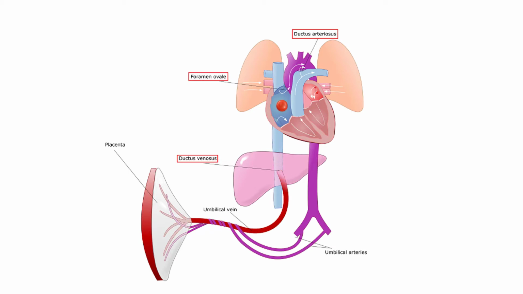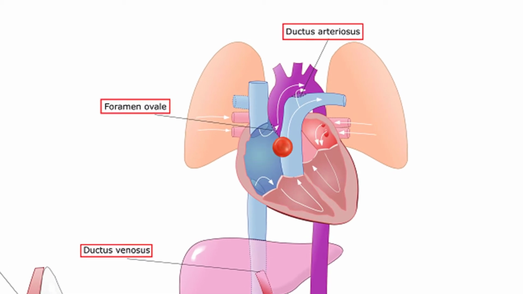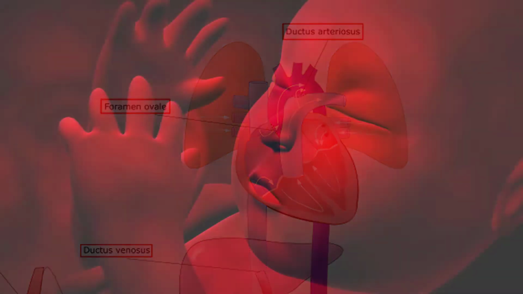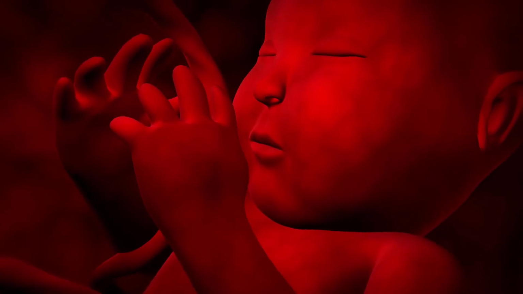Blood from the vena cava is mostly deflected through the foramen ovale into the left atrium, then to the left ventricle, into the ascending aorta, and then on to the head and upper body. This allows the fetal coronary circulation and brain to receive the blood with the highest level of oxygen.